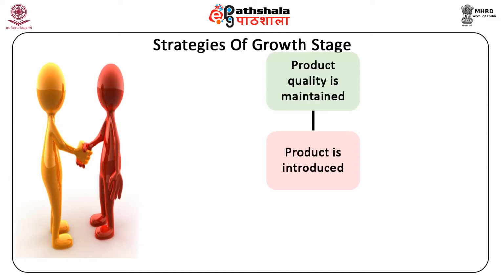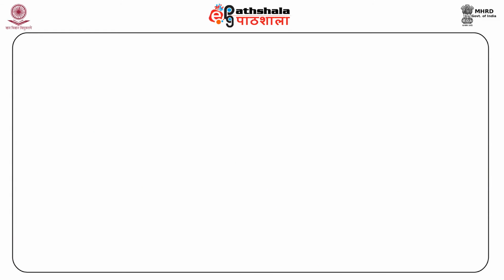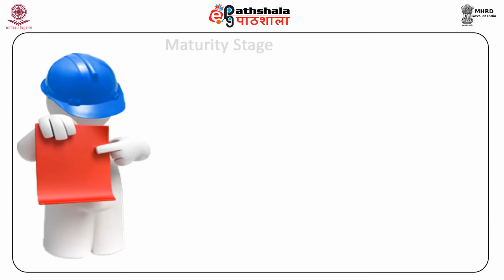Next, companies tend to enter new market segments and increase their distribution network as demand increases and customers accept the product. Next, the nature of advertising shifts from product awareness to bringing about product's conviction and purchase. Next, the company may lower prices at the right time to attract the next layer of price sensitive consumers. The third stage is maturity stage.